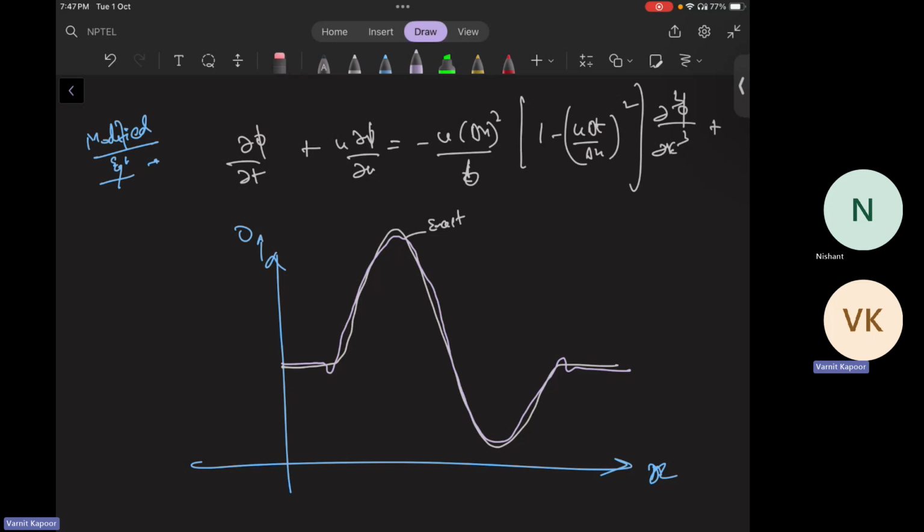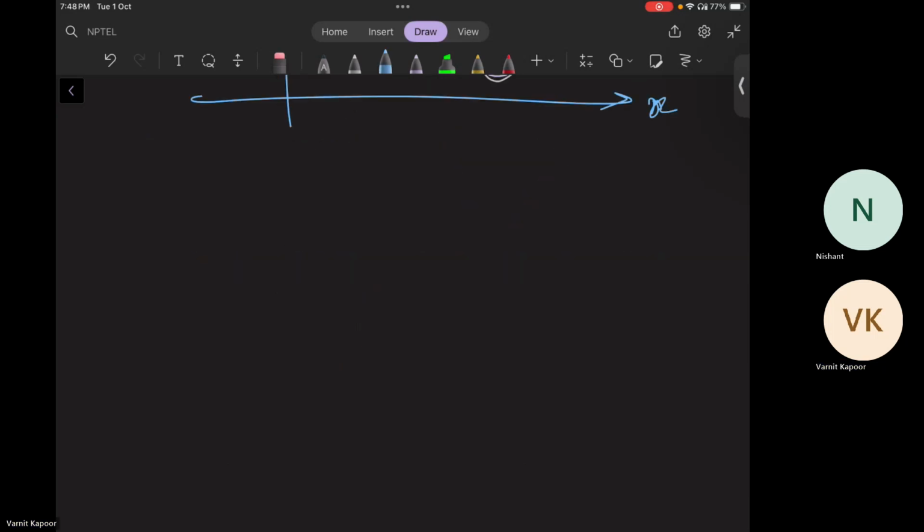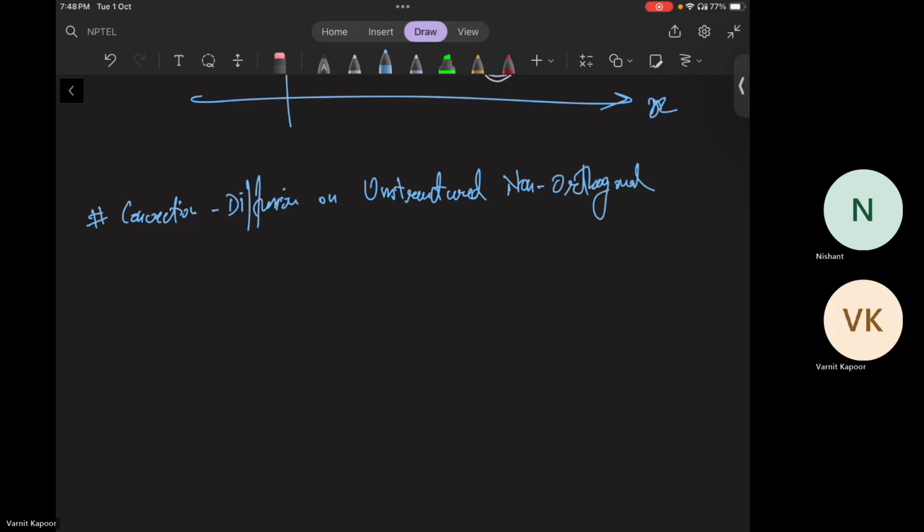Now let's come across convection diffusion on unstructured non-orthogonal meshes. So all those higher order schemes have been discussed by the professor in their lecture videos. Okay, you can go check out, all the derivations have been done.